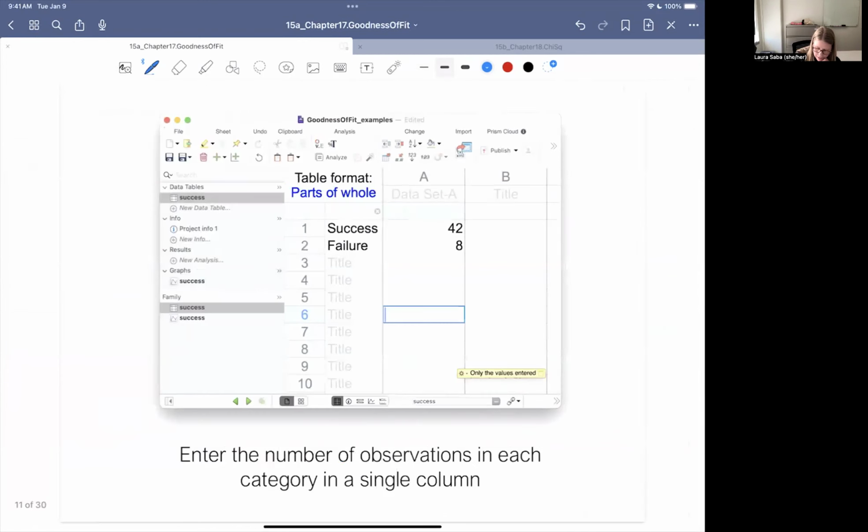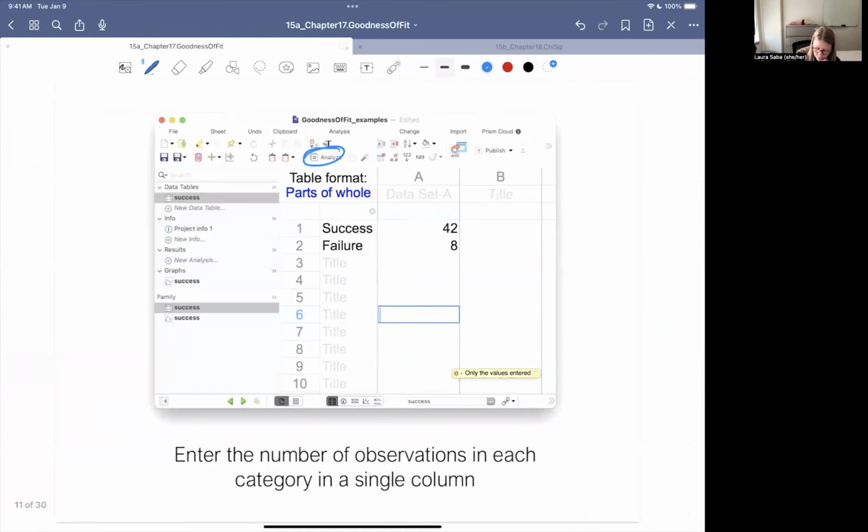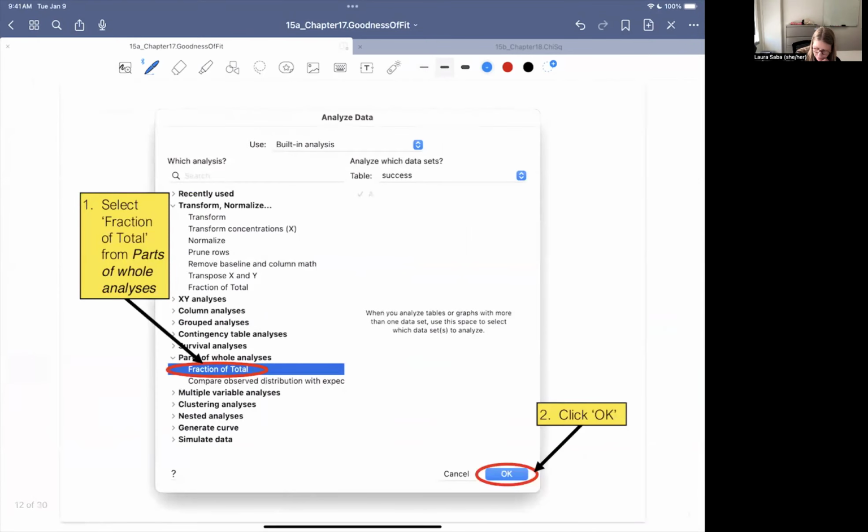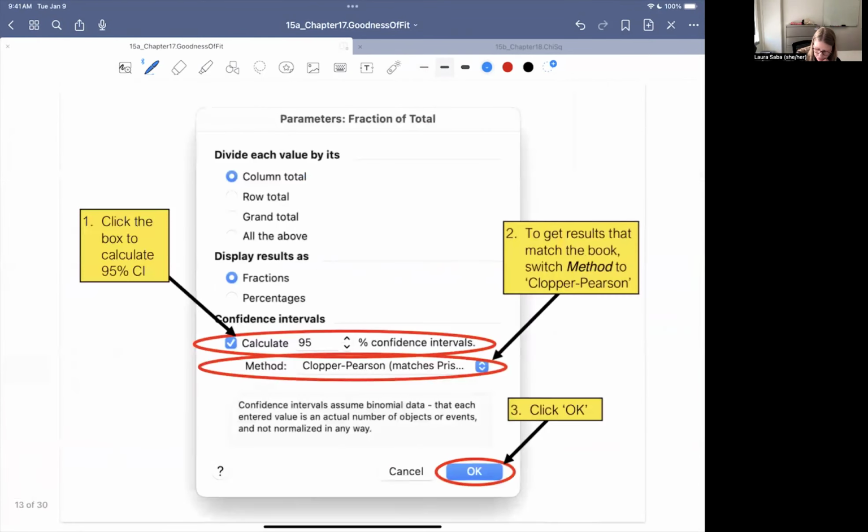If we do our analyze button from a parts of a whole, we have a couple of options here, and we're going to do fraction of total. And we're going to ask it to use column totals here because I have my numbers aligned in the column. We can display it either as fractions or percentages. It doesn't really matter. It's just multiplying by 100. So we're going to stick with fractions. And then we're going to ask it to calculate a 95% confidence interval.